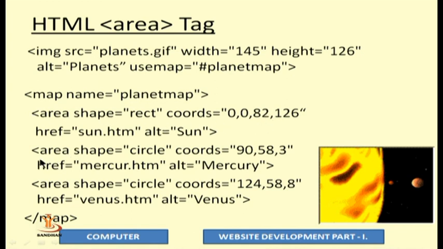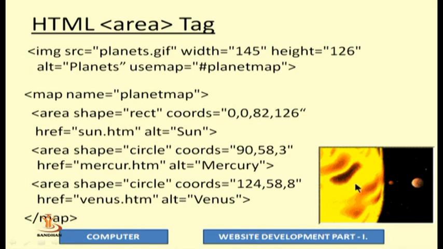Moving on to the second hyperlink. In the second hyperlink I have once again used the area tag. In the area tag I have once again used shape, but now my shape is a different object, that is circle. And for a circle, coords has 3 values. Now what are these coordinates? This coordinate is 90 58, where 90 is the x point, 58 is the y point. And then this third value is actually the radius, the circle size.